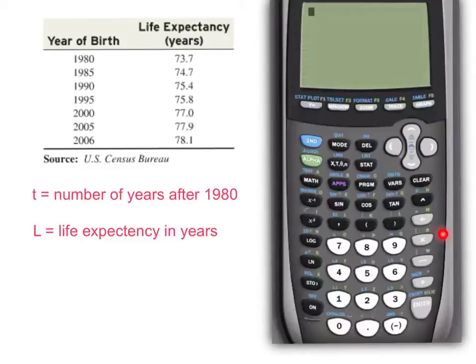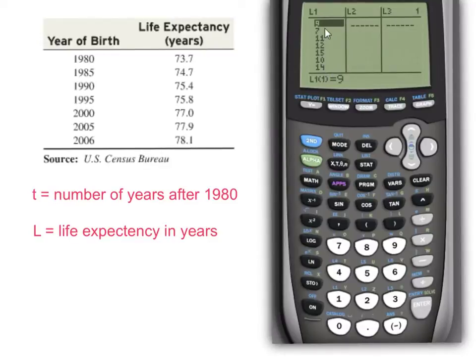Now the first step is to enter this data into our calculator. And to do this, we are going to use the stat key. So we'll press the stat key, and then you can see the command edit is highlighted, which is option 1. So we'll hit enter on that, and it brings up a series of lists.